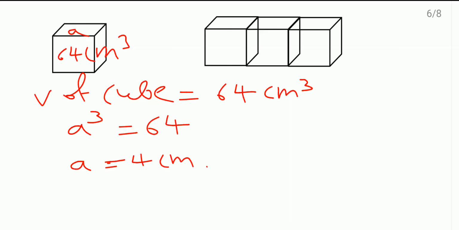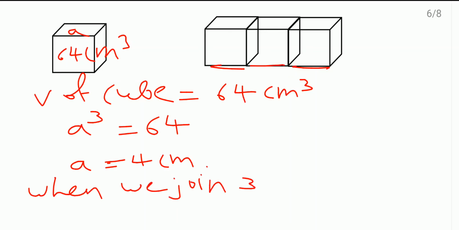Now just see here, when we have joined these three cubes, we get a cuboid, correct? As we got the cuboid, so the length of the cuboid became what? This is 4, 4 and 4. So length became 12, right? So first what we will write down? When we join three cubes, we get a cuboid.